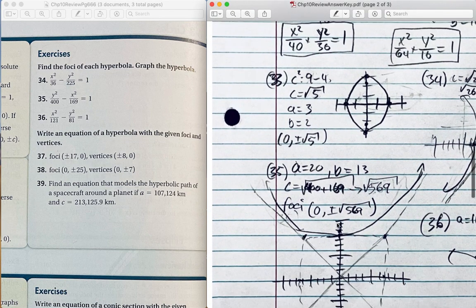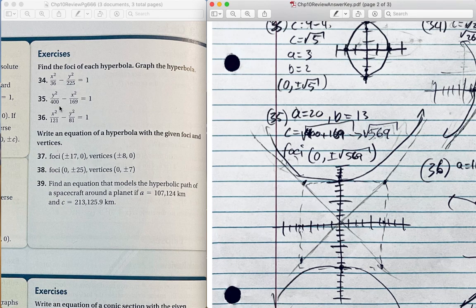For 35, we have y squared over 400 minus x squared over 169 equals 1. So c is the square root of 400 plus 169, which gives me the square root of 569. So the foci is going to be 0 plus or minus the square root of 569, because the y is first on top. So this is a vertical hyperbola, with an a of 20 and a b of 13, so my vertices are going to be on 20, here and here. The slope is going to be b over a, so 13 over 20, right here. It goes in that direction, and that direction.